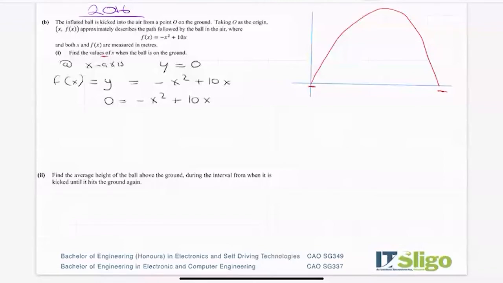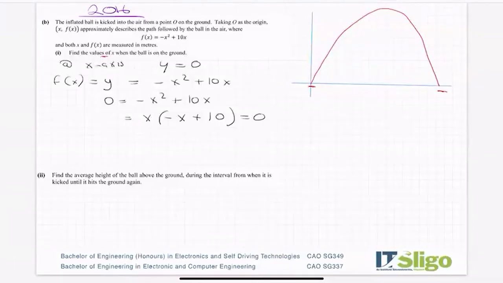You have a couple of options for solving this. You can write it as a quadratic if you want. You could do the minus b formula if you wanted, where a is minus 1, b is 10, and c is 0. That's perfectly okay. Or you can factorize it where you take out the x, and I'm left with the minus x plus 10 equals 0, or 0 equals, whichever way you want.